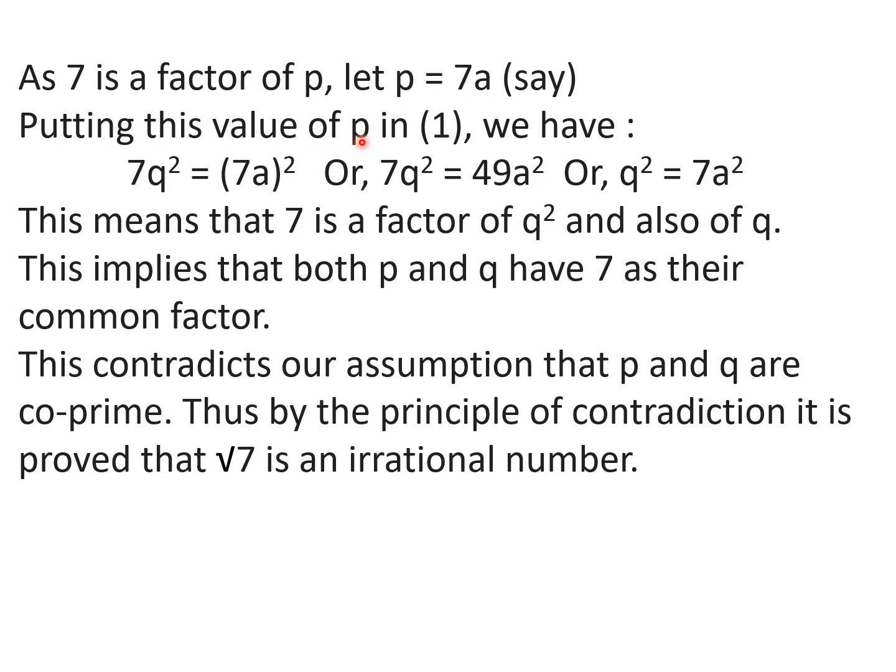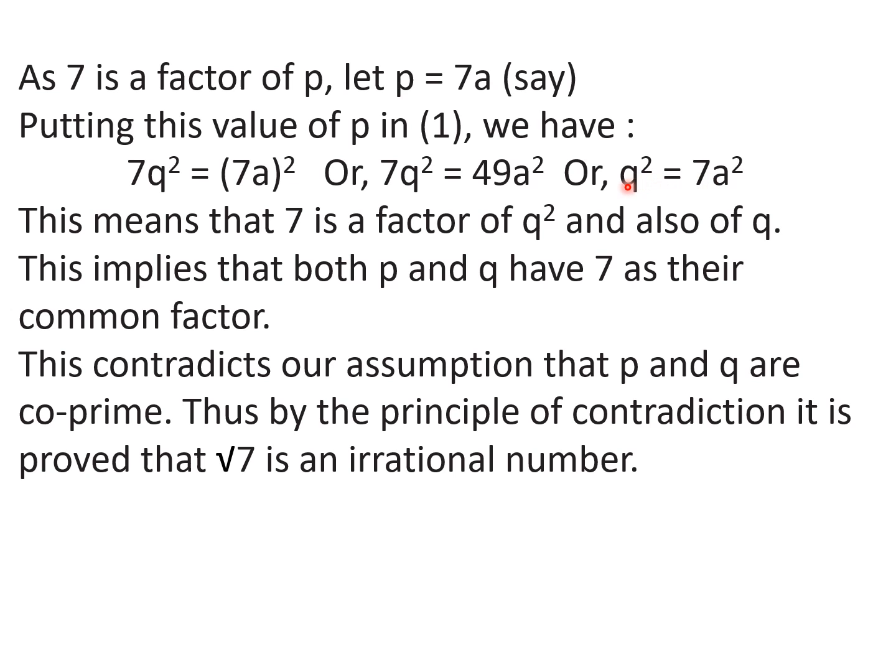Now putting this value of P in equation 1, okay? We have 7q square, here it was P square. So in place of P we put 7a, 7a whole square. So 7q square is equal to 7 times 7 is 49, so 49a square. 7 and 49 cancel out. So q square is equal to 7a square. q square is equal to 7a square.